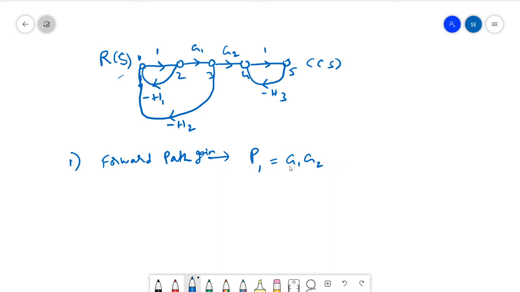Now compute the loop gains. Here the loop gains are 1 into minus H1, then G1 into minus H2, and this loop gain is minus H1. Three loops are there. The second step is to compute the individual loop gains.